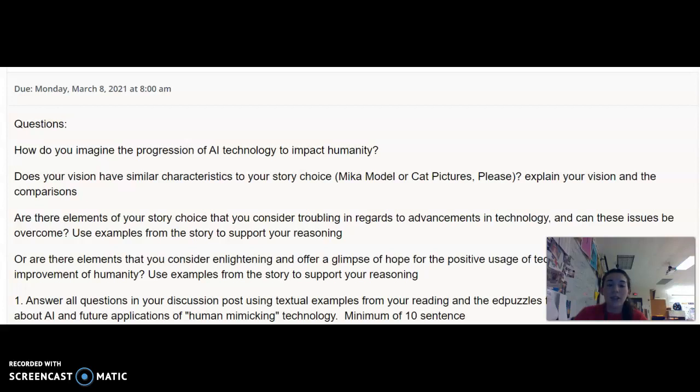Explain your vision and the comparisons. Are there elements of your story choice that you consider troubling in regards to advancements in technology? And can these issues be overcome? Use examples from the story to support your reasoning. And then the flip side to that statement, or are there elements that you consider enlightening and offer a glimpse of hope for the positive usage of technology that could aid the improvement of humanity? You would also use examples from the story to support your reasoning.